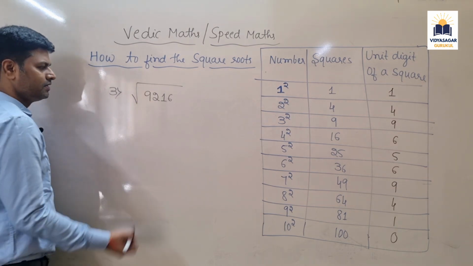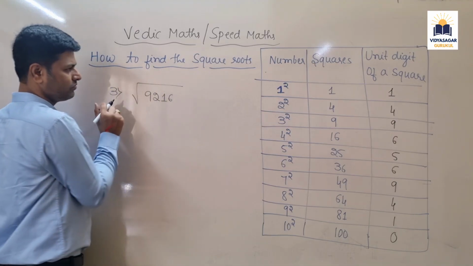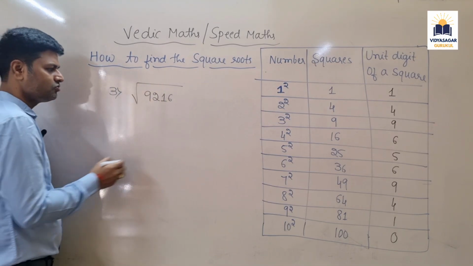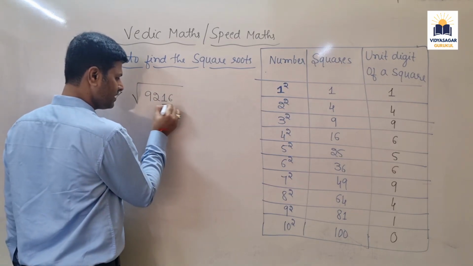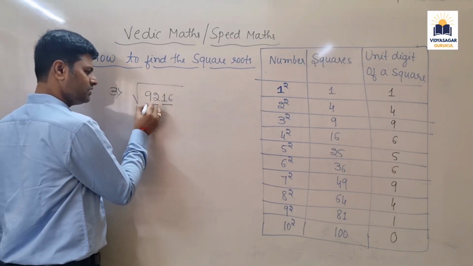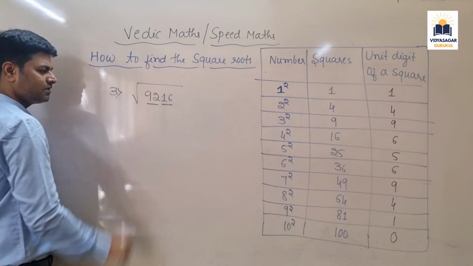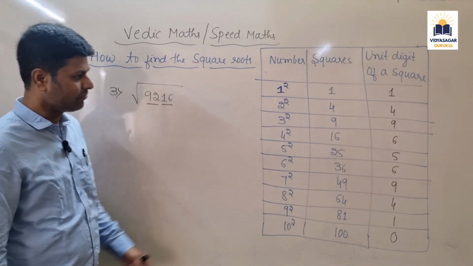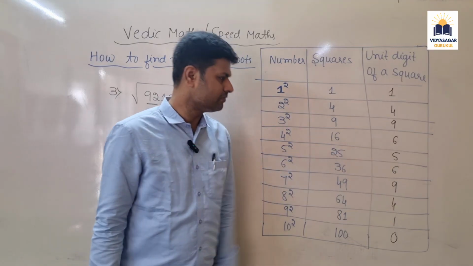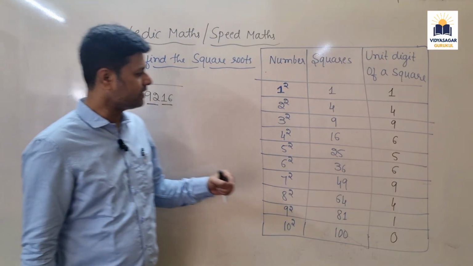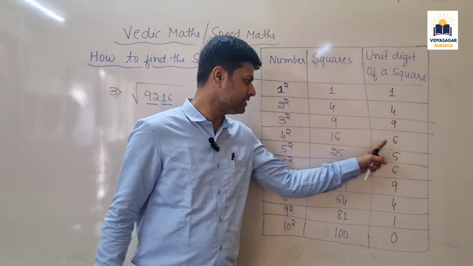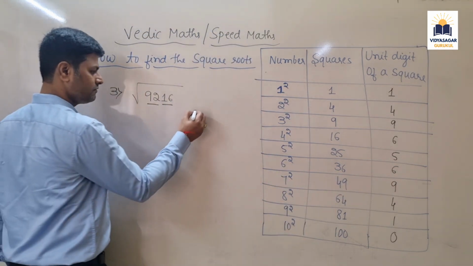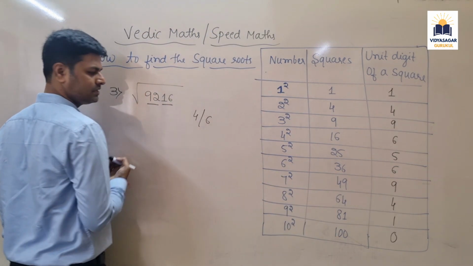So now, the first part is square root. We are finding the square root. Square means the power is 2. So always you have to consider the last 2 digits and the remaining digits separately. In the last 2 digits, which is the units place? The units place is 6. So you have to check it in the units place column. Which square is ending with 6? 4 square is 6 and 6 square is 6.